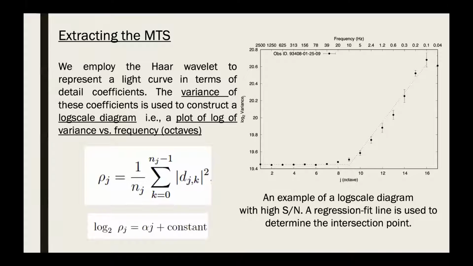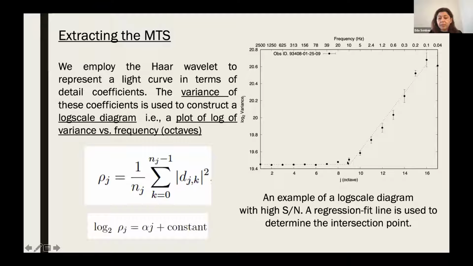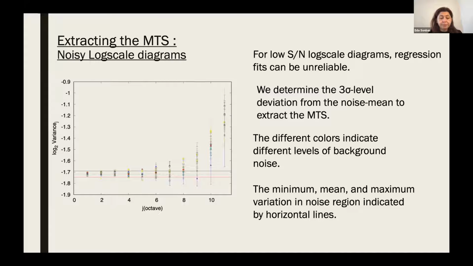So how are we extracting the MTS? We employ the Haar wavelet to represent the light curve in terms of detail coefficients. Then we create a log scale diagram. In that diagram, here is the white noise and this is the red noise. This is for a high signal to noise ratio light curve. A regression fit line is used to determine the intersection point. After we extract this time scale in octave, we convert it to the real time scale using the timing of the light curve data.